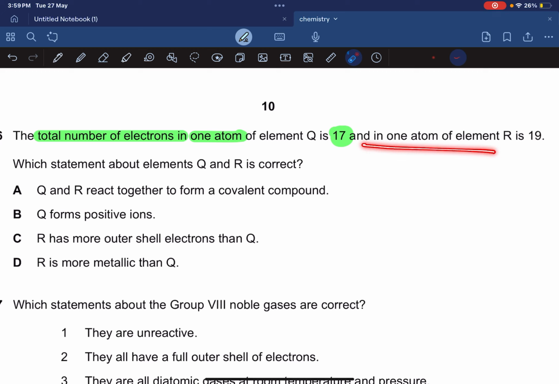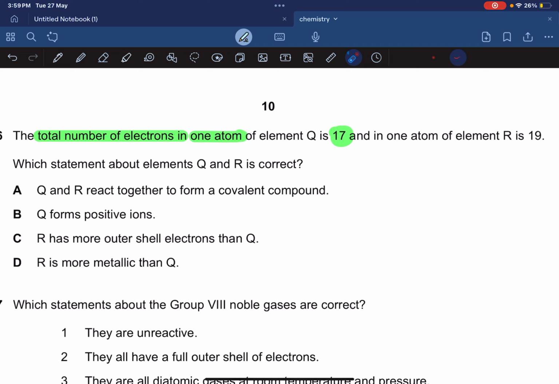In one atom of element Q, it's 17, and in one atom of element R, it's 19. Which statement about element Q and R is correct? Q and R react together to form a covalent compound. Q and R form positive ions.